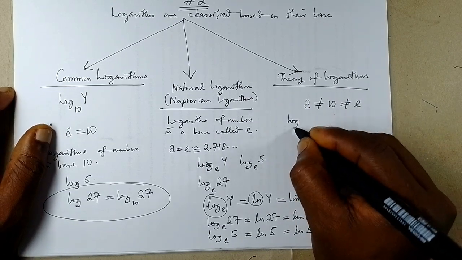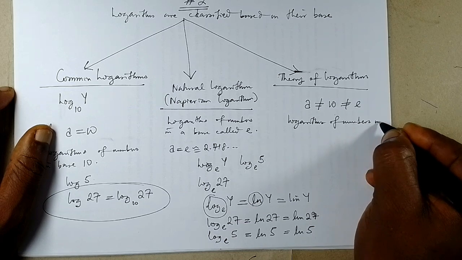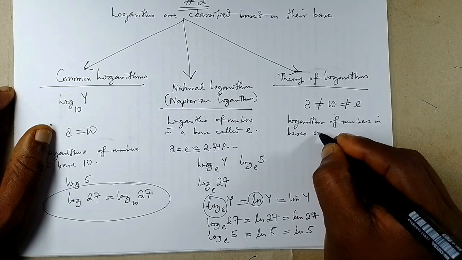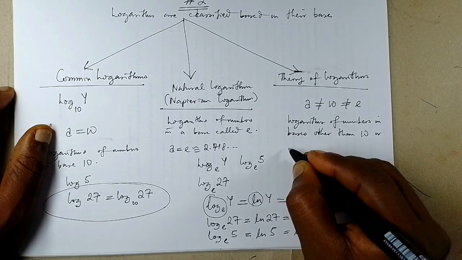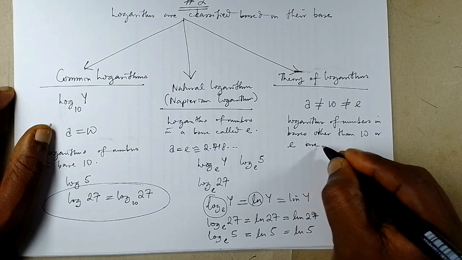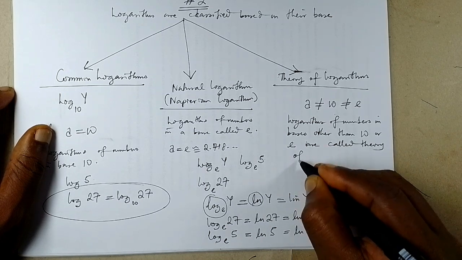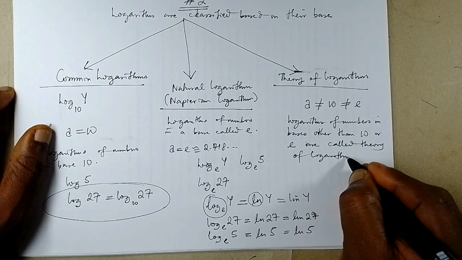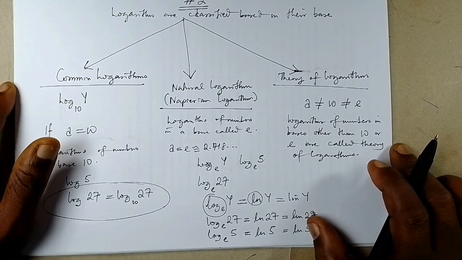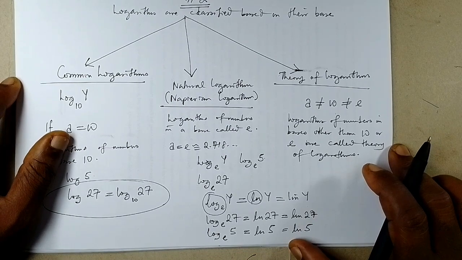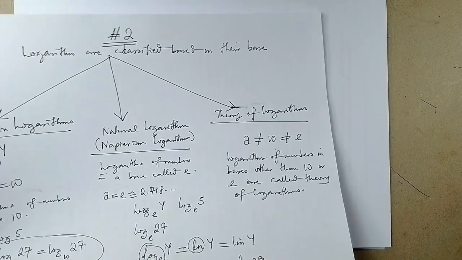So I'm going to put here that logarithms of numbers in bases other than 10 or e are called theory of logarithms. Okay, so we put all the logarithms of numbers whose bases are not e or 10 under what is called theory of logarithms.